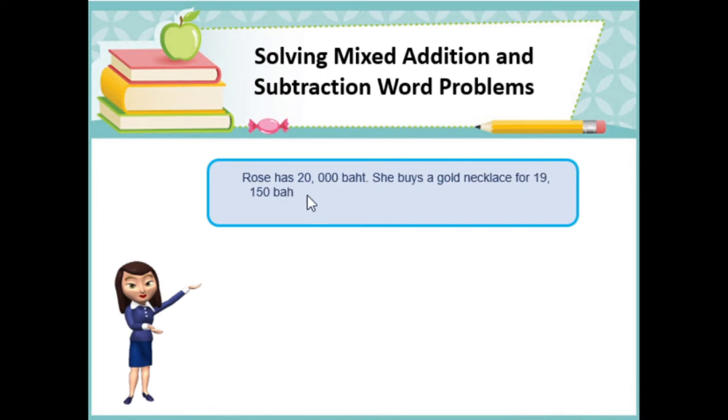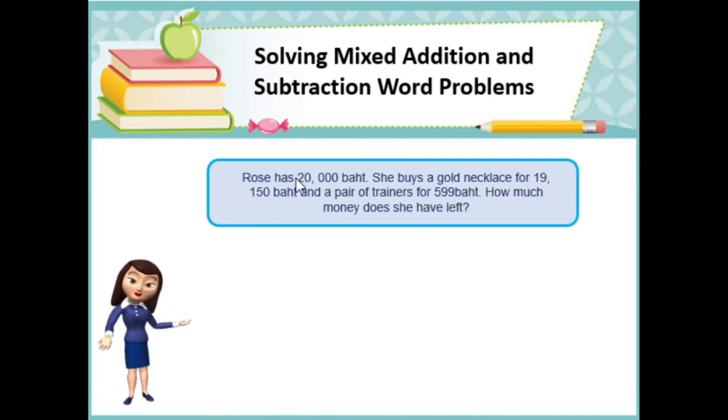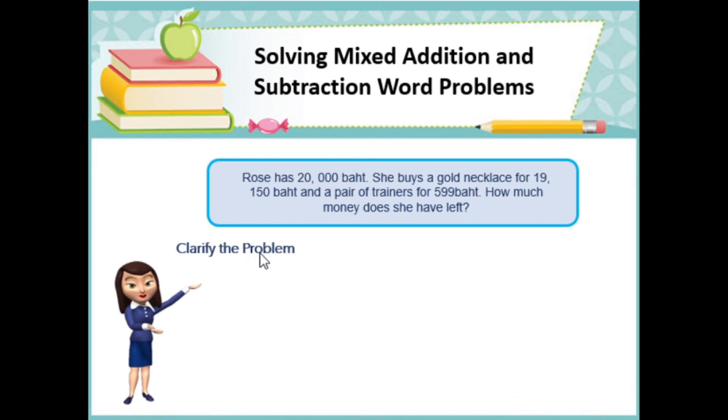Rose has 20,000 baht. She buys a gold necklace for 19,150 baht and a pair of trainers for 599 baht. How much money does she have left? First step, clarify the problem.